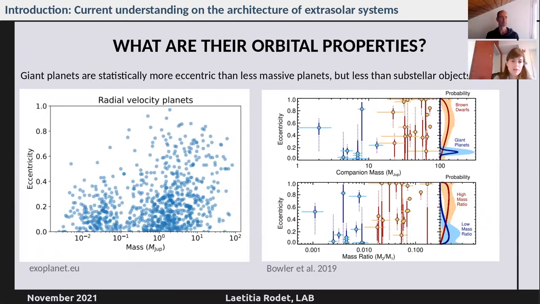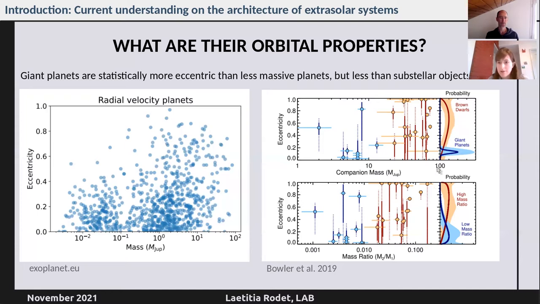We also have some more information on the orbital properties of those companions. On the left, you have the radial velocity planets, as a function of mass and eccentricity. There seems to be a tendency for the more massive planets to be more eccentric. This is something that we see also when we compare with the transiting planets. But what can be noted mostly is that giant planets are not confined to circular orbits. They can be very eccentric, actually.